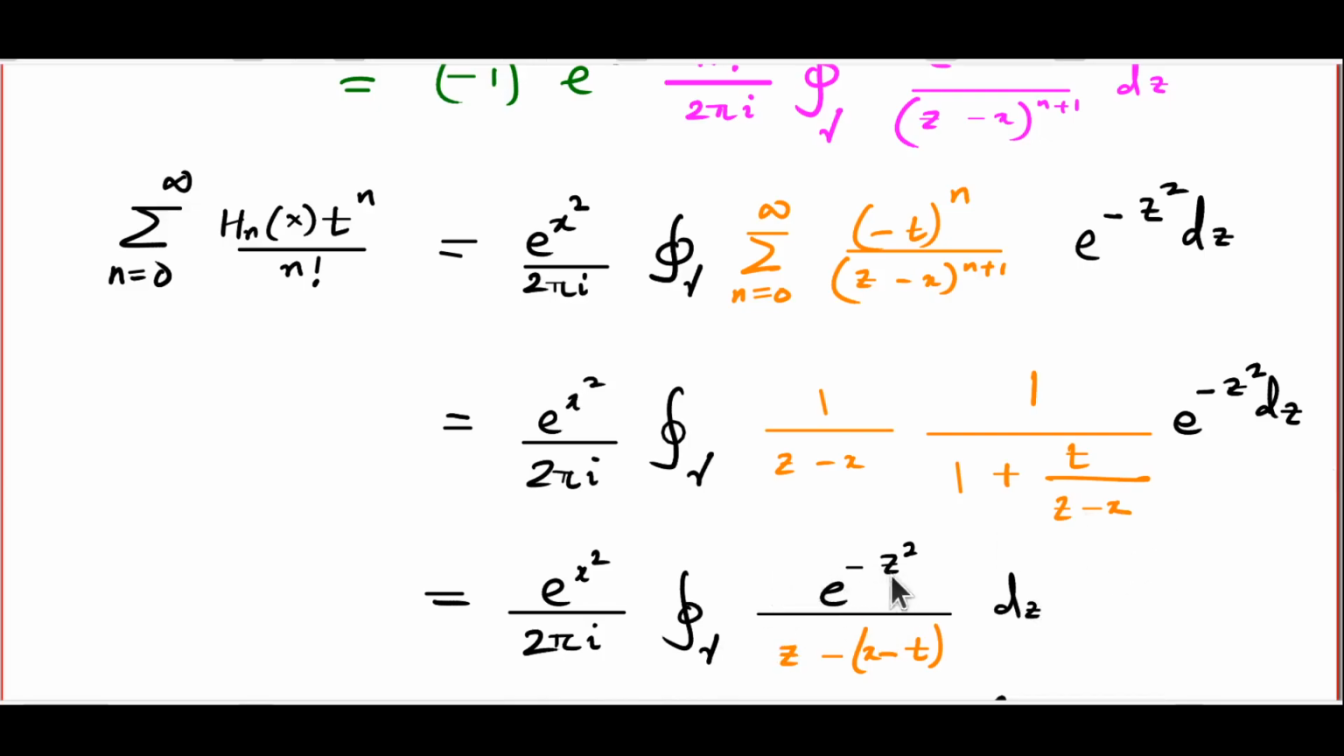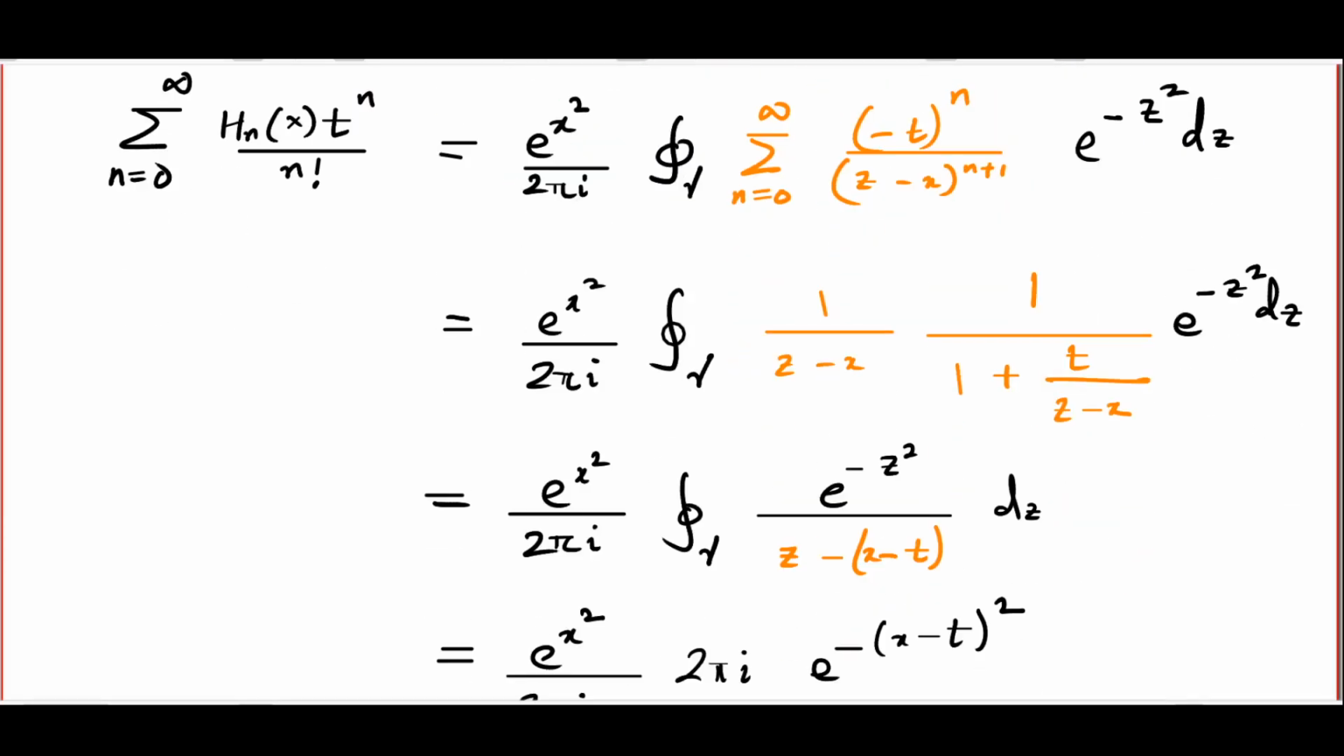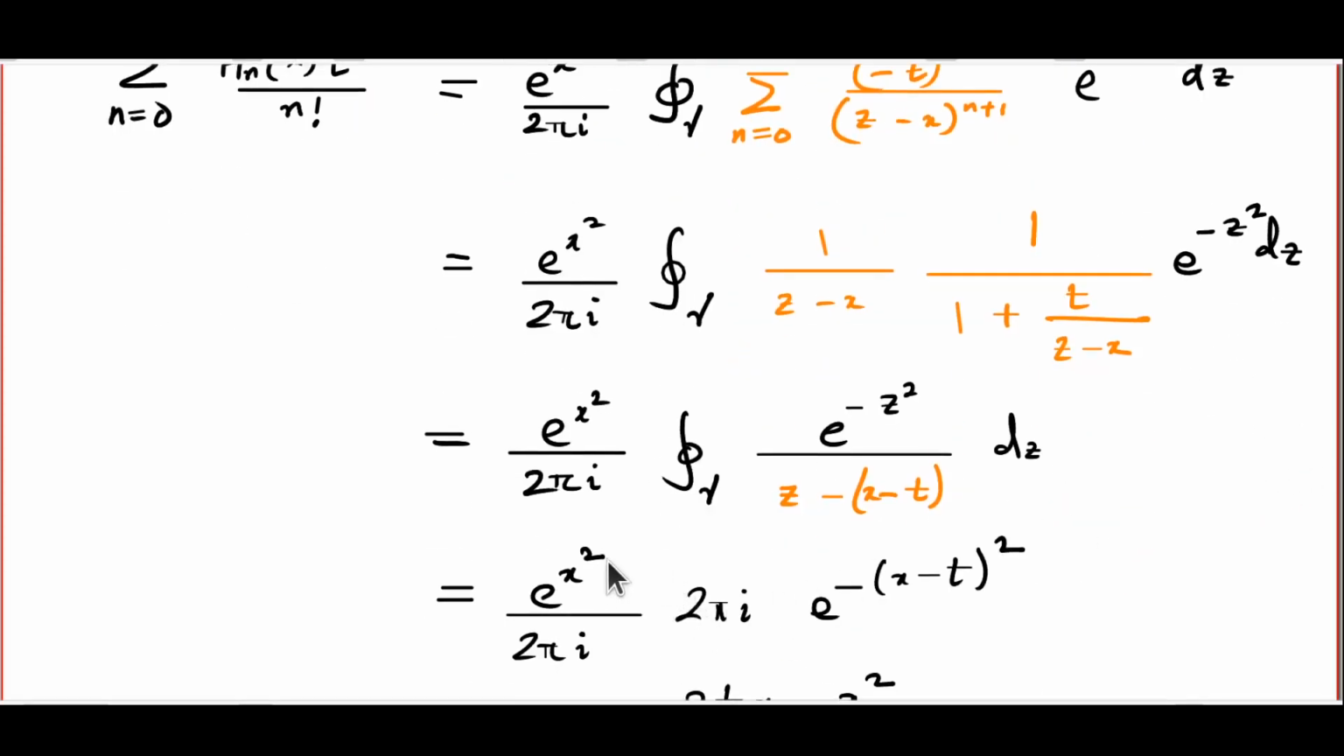Remember, the e to the minus z square here has no poles inside the contour, but the 1 by z minus x minus t has a single pole at z equal to x minus t. So all you need is a residue of this function at z equal to x minus t, which is trivially found by replacing the z here by x minus t. Remember, this is a simple pole of order 1, and all you have to do is multiply this by z minus z0, z0 being x minus t, and take the limit as z goes to z0, which will simply give you this thing.